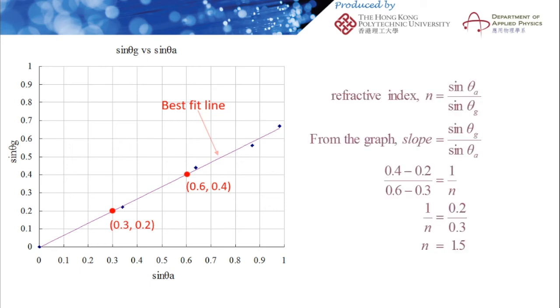Refractive index is equal to sine theta A over sine theta G. From the graph, slope is equal to sine theta G over sine theta A. Therefore, slope is equal to 1 over refractive index. As a result, the refractive index of the glass is equal to 1.5.